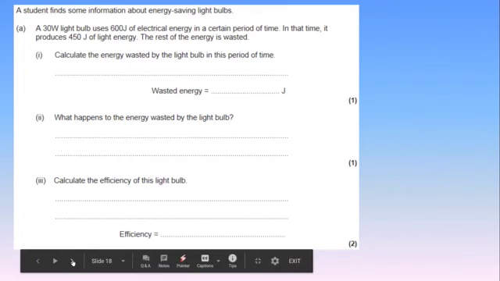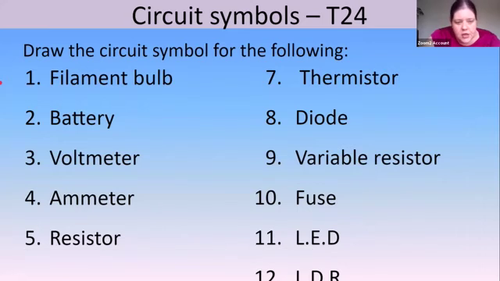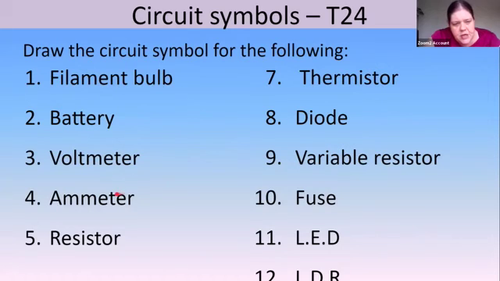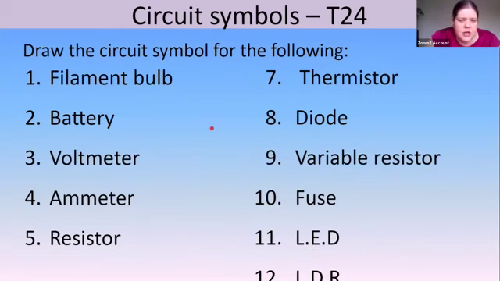Okay, awesome. I've chucked this in again. Circuit symbols. There's always 1 or 2 marks available at minimum just for drawing a circuit symbol. I haven't put these on because I actually want you to go away and try and find them and learn them. But you'll need to know a filament bulb, battery, voltmeter, ammeter, resistor, thermistor, diode, variable resistor, fuse, LED, and LDR. You'll also need to know the difference between a cell and a battery.